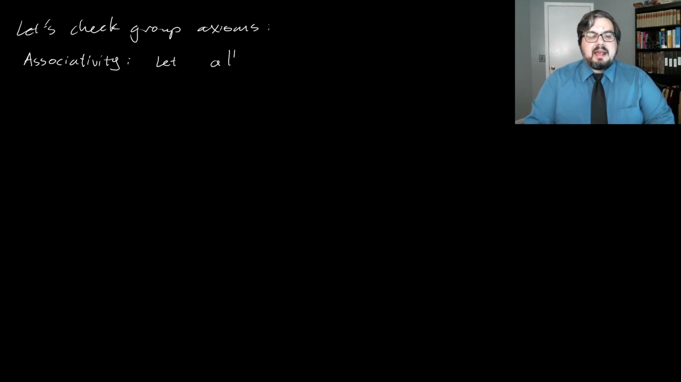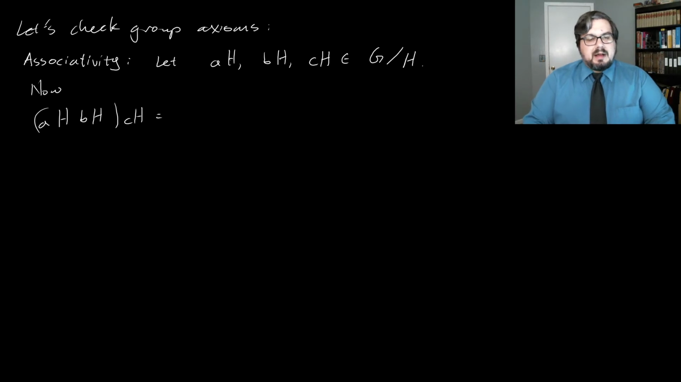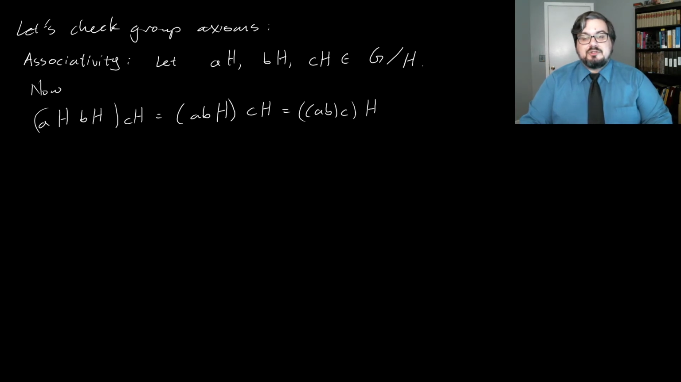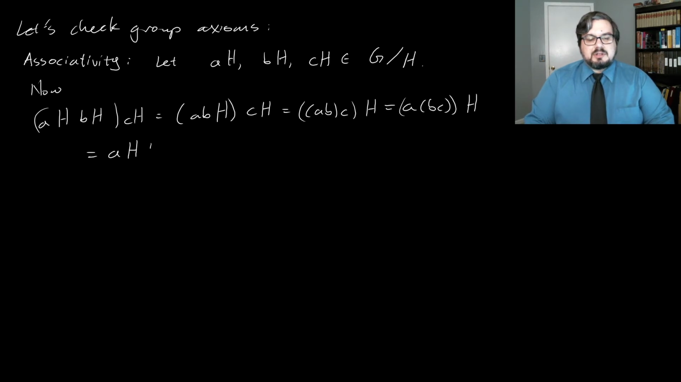So let's let AH, BH, and CH all belong to G mod H, meaning they're all cosets of H. So now, if we have AH times BH and then times CH, well, by definition, AH times BH is AB times H, which gives us AB times C times H. But then by the associativity of G, we have that this is A times BC times H, which equals AH times BCH, which gives us AH times BH times CH.